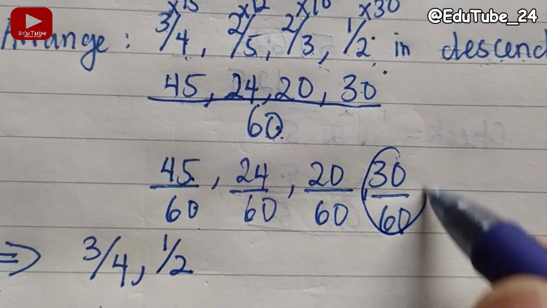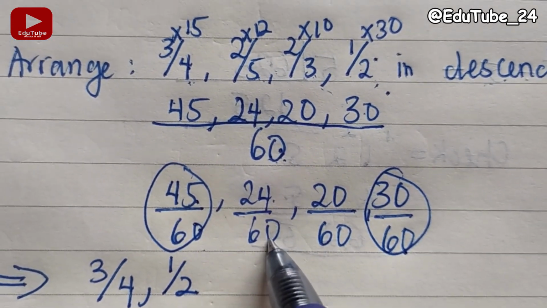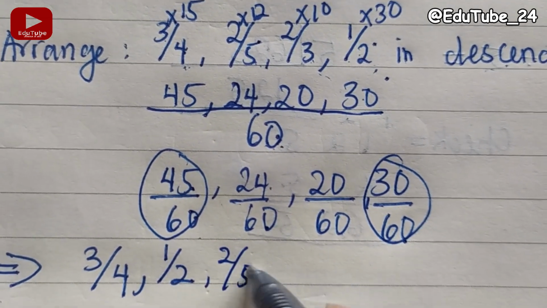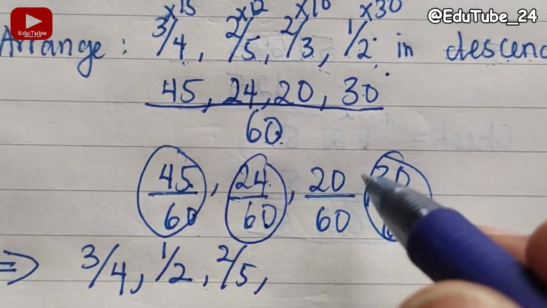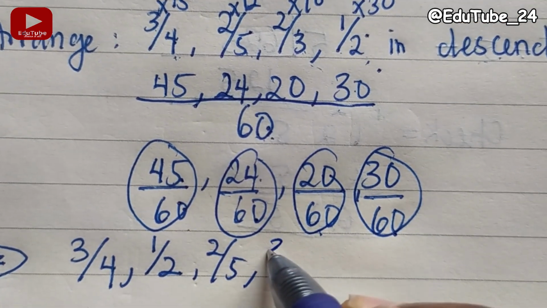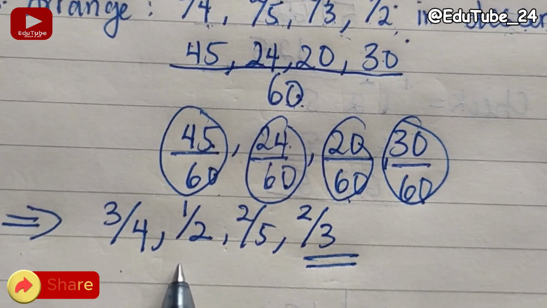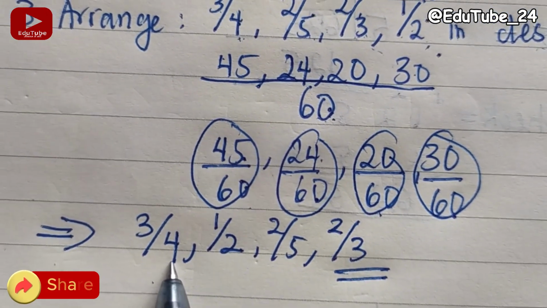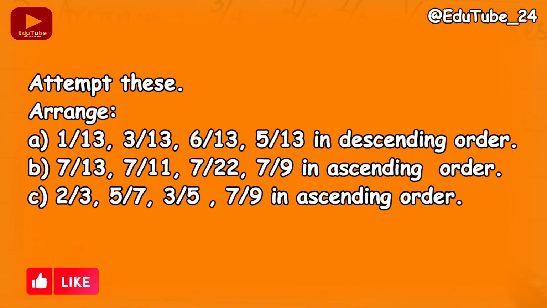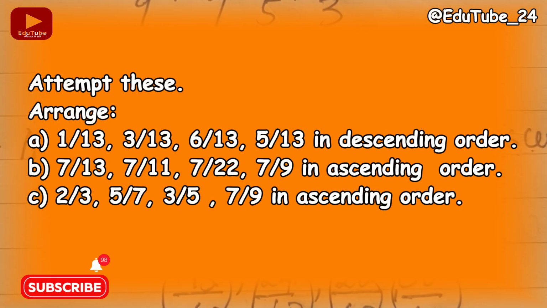And then the next one is 24 out of 60, which represents 2 out of 5. So I'm going to write 2 out of 5. And then the next one is 20 out of 60, which represents 2 out of 3. So I'm going to write 2 out of 3. So successfully I have arranged these fractions in descending order from the largest to the smallest. So that is that about ordering or arranging of fractions in ascending or descending order.